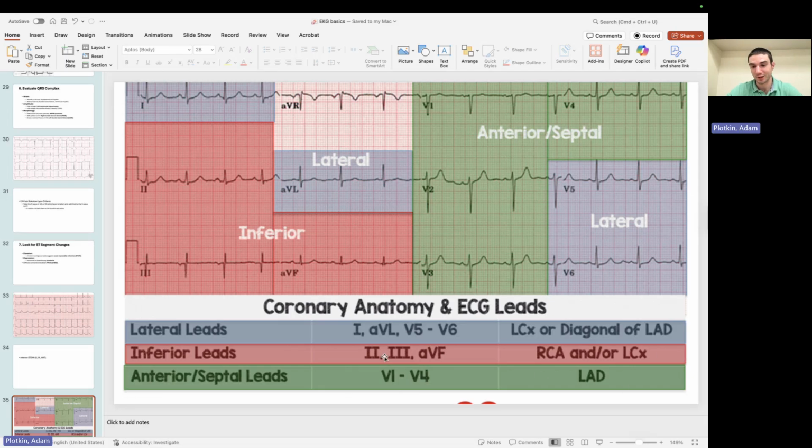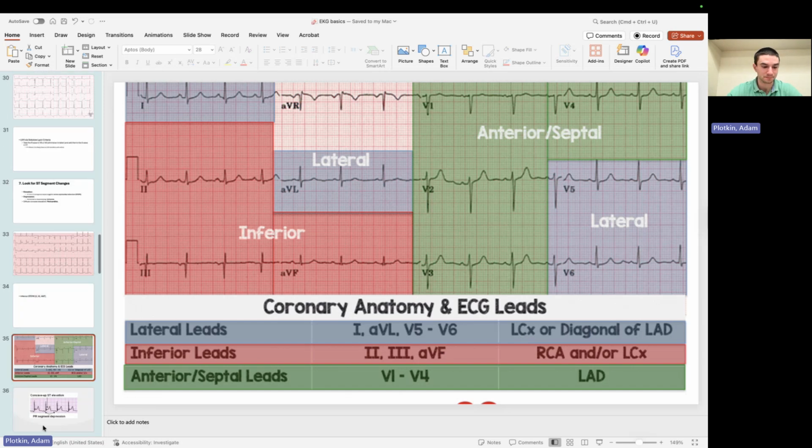Please, please, please go into your exam on Monday, or whenever you guys are taking exams and USMLE Step 1, knowing these. So 2, 3, aVF, inferior wall, right coronary artery or left circumflex, right? More commonly, right coronary artery. 1, aVL, V5, V6 would be my lateral portion of my heart, right? So that would be left circumflex or diagonal of the LAD. And then the anterior septal would be V1 to V4, and that would be my LAD.